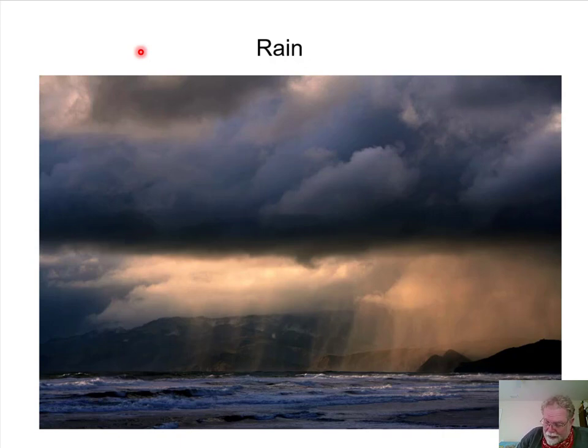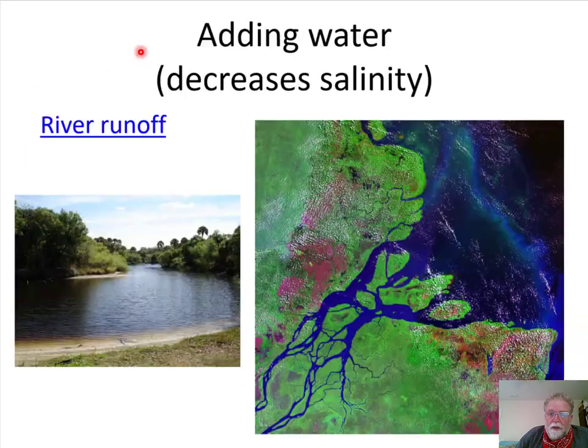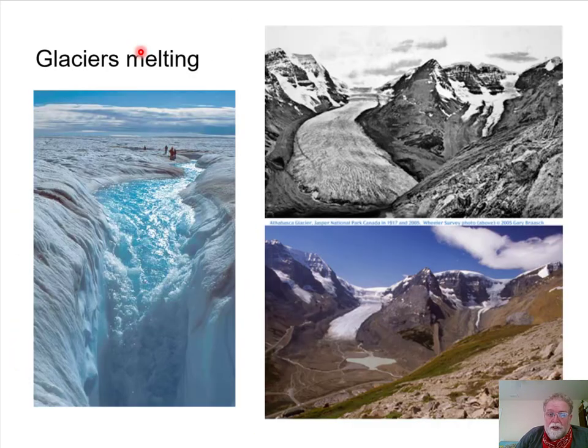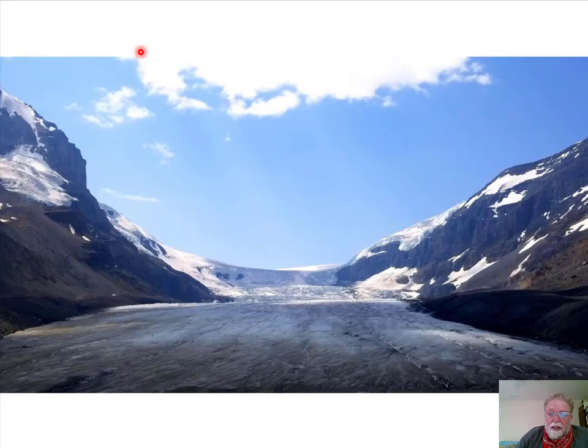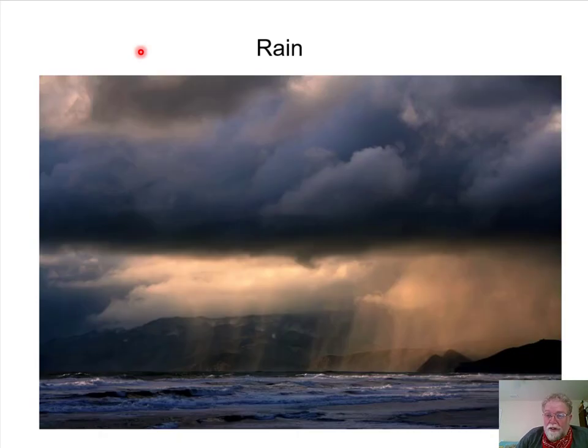So that's how we add water, right? We can do it with river runoff. We can melt some glaciers. We can melt some sea ice, or it can rain. All right, so those things will add fresh water.